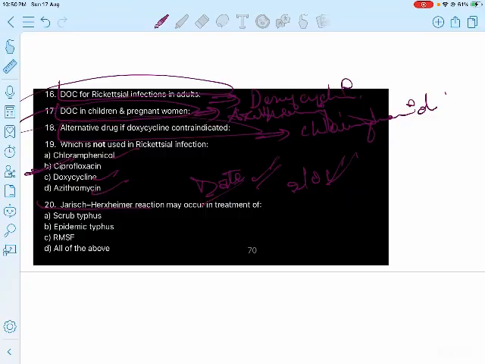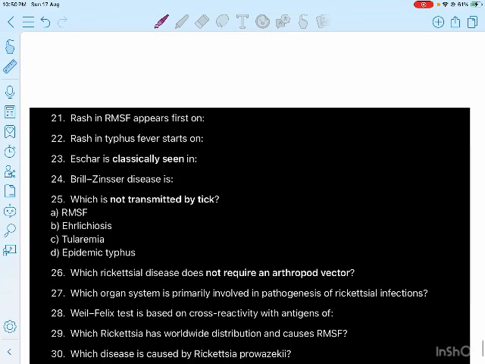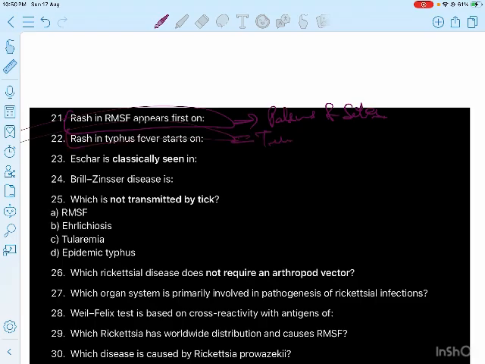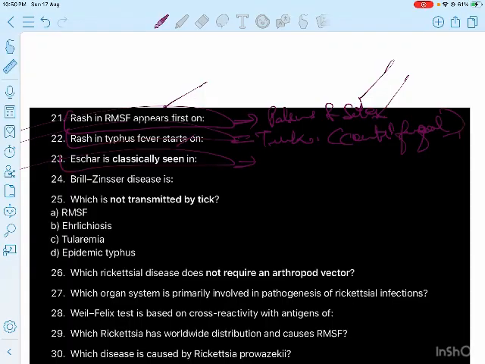Now Jarisch-Herxheimer reaction occurs in the treatment of all of them, so all would be the answer here. Now the rash in Rocky Mountain spotted fever appears first on palms and soles. The rash in typhus fever starts on the trunk. It's a centrifugal rash. This is the point that has to be noted, a differentiating point between the two of them. Eschar is classically seen in scrub typhus. That is what I told you earlier.